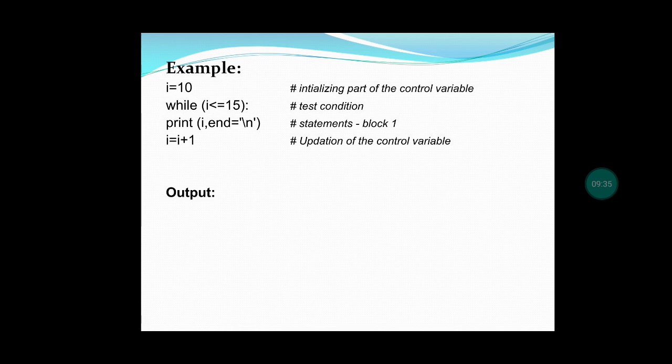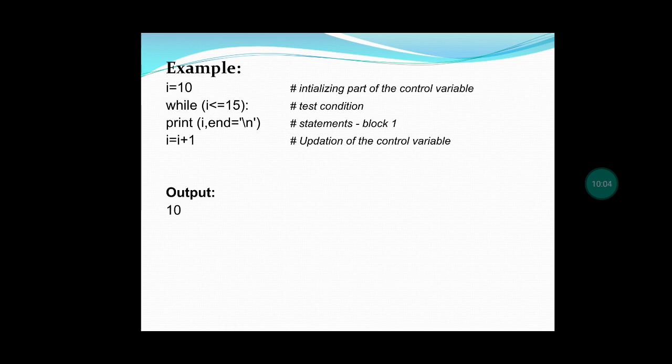Next, we are printing the value of i. Now the i value is 10, so the output 10 is printed. It is given end = "\n", that is a new line; the next output will be printed on the next line. Next, see the fourth line, i = i + 1. Already i is 10, 10 plus 1 is 11. Now the i value becomes 11.